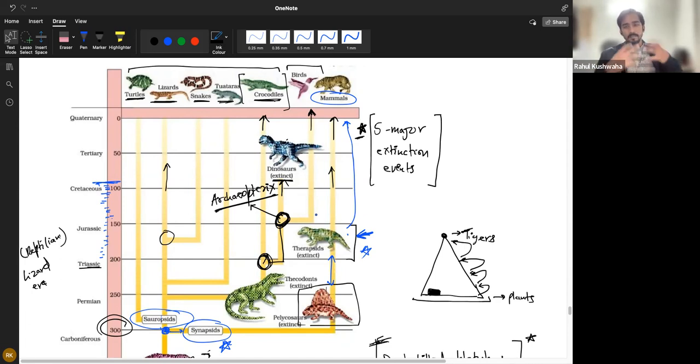Not ancestors, but we and mice shared similar ancestors very, very long back in time, somewhere around the therapsid time, between the Jurassic and Cretaceous. And that's why this habit of being active at night is there in mammals.